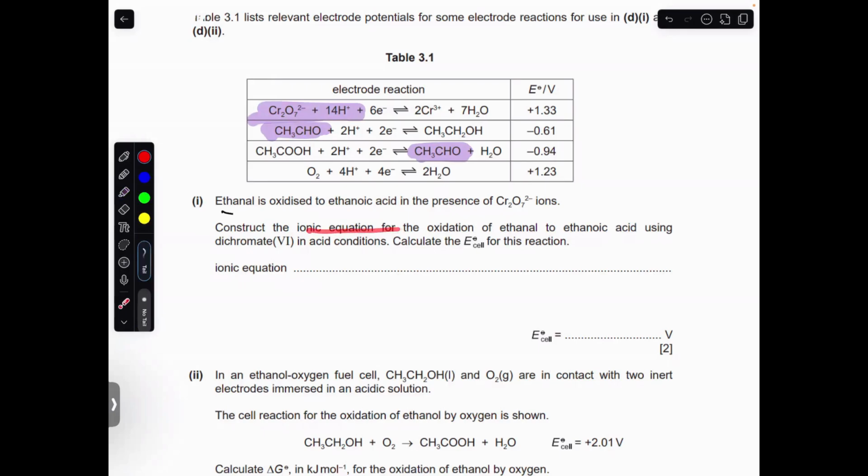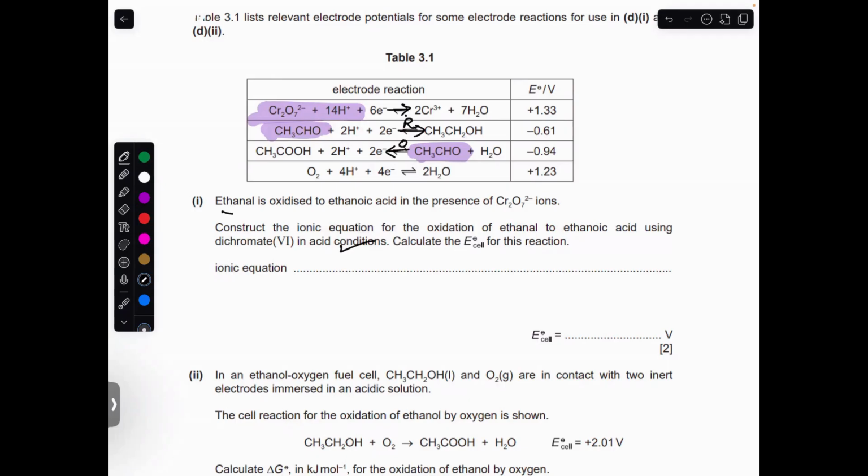Ionic equation for the oxidation of ethanol to ethanoic acid. So where is it oxidized? This one. In the upper one, it is reduced. This one is reduced. And this one is what? Oxidized to ethanoic acid by chromate. So what is the chromate doing? Reduced.